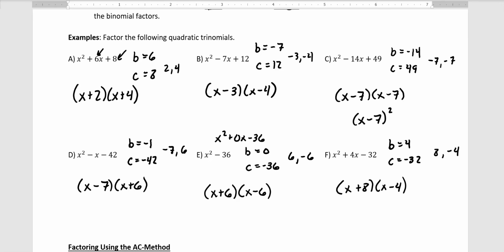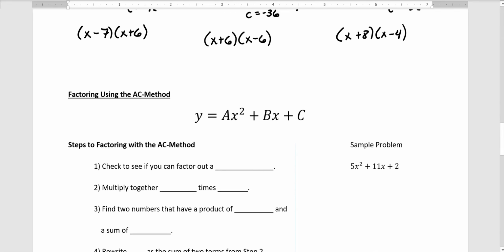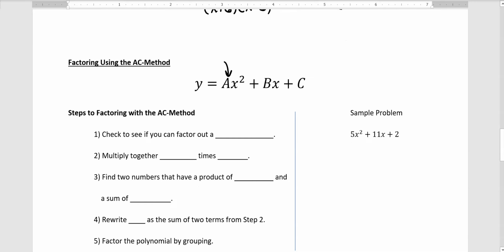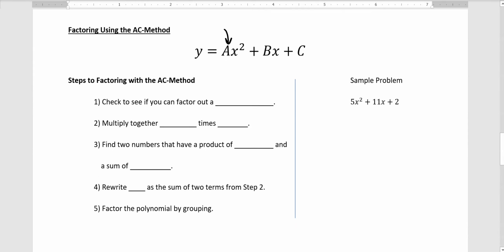Now, what if the leading coefficient is not 1? What if we do, in fact, have a value for a? For example, in this sample problem here, 5x squared plus 11x plus 2. Well, there are lots of ways to factor this. What I recommend is called the AC method. So here we're going to break down the steps of the AC method.